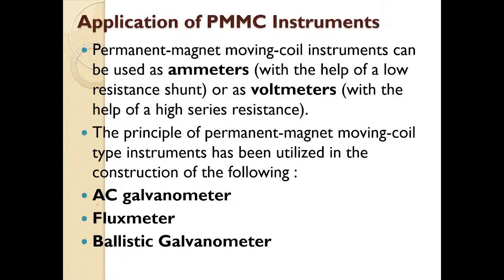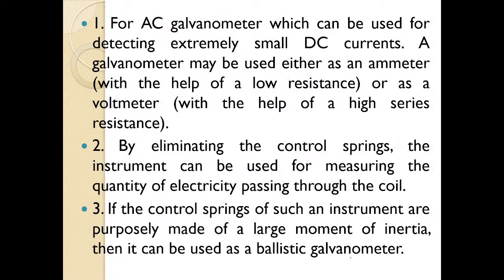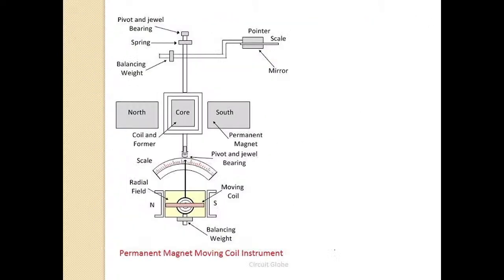It is usually used in AC galvanometers and flux meters. These are the applications of the permanent magnet moving coil. They are used as ammeters as well as voltmeters, which I have already told you. They are utilized in the construction of AC galvanometers, flux meters and ballistic galvanometers. That is it about the permanent magnet moving coil instrument.